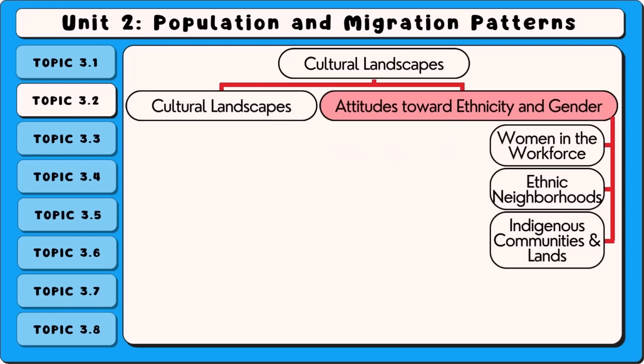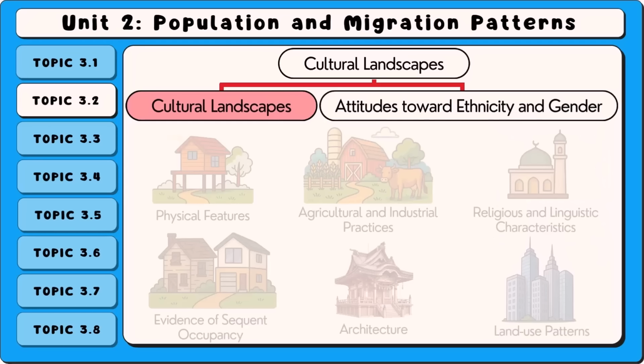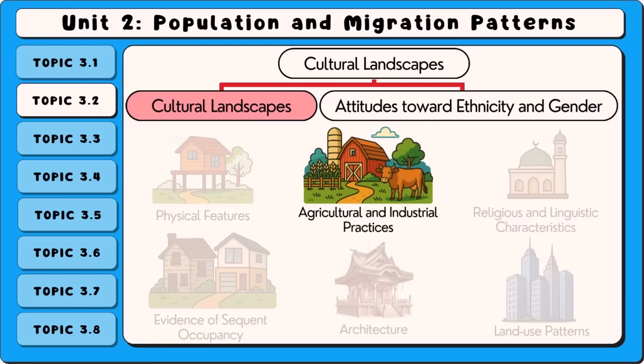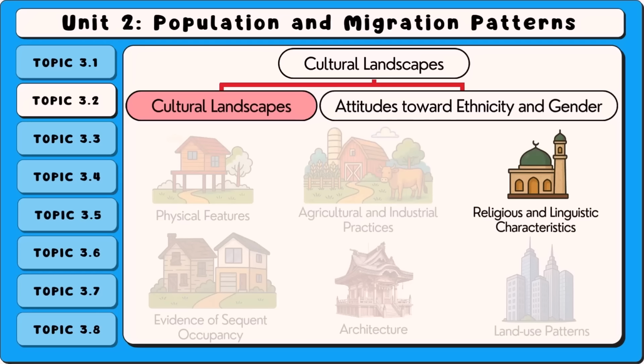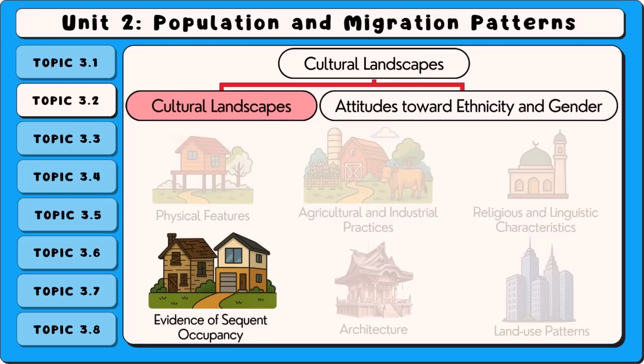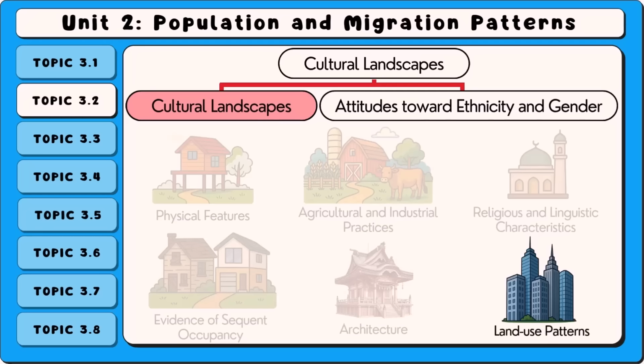Then, we will explore how attitudes toward ethnicity and gender influence the way space is organized and controlled in a society. There are 6 major features that make up a cultural landscape: physical features, agricultural and industrial practices, religious and linguistic characteristics, evidence of sequent occupancy, architecture, and land use patterns. Let's go through each one.